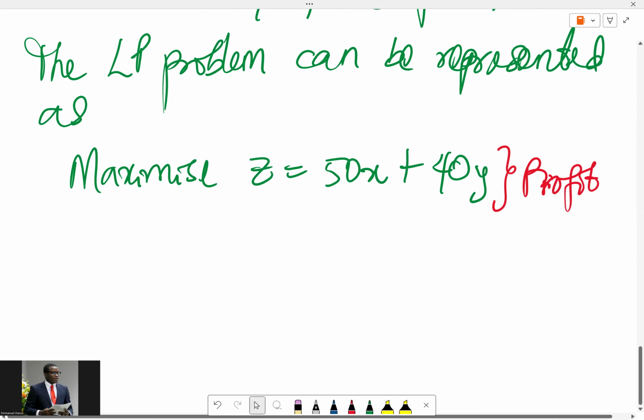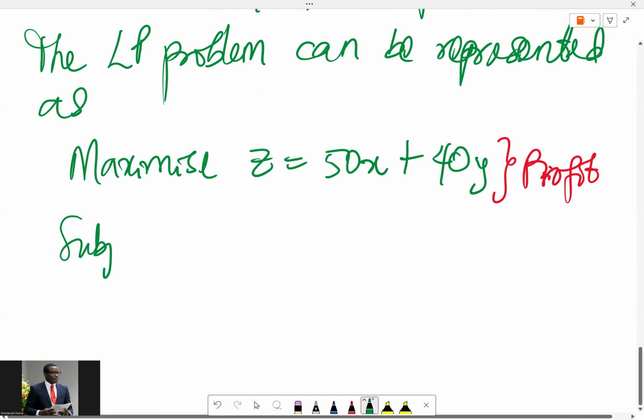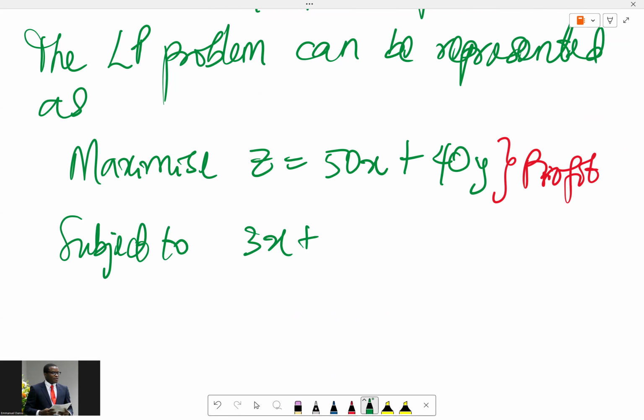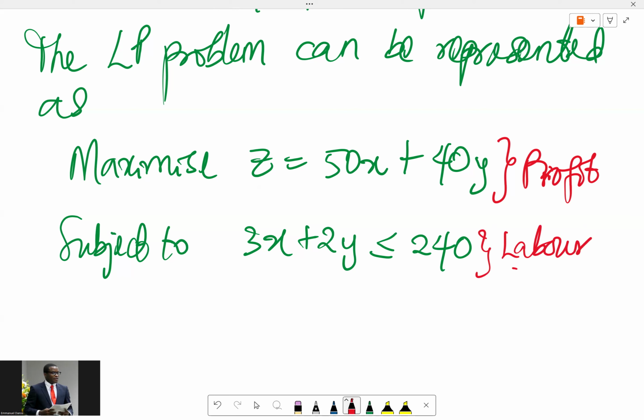Then we have the constraints. So, subject to 3x plus 2y. That's talking about the labor now. 3x plus 2y is less than or equal to 240. So that's the labor constraint.